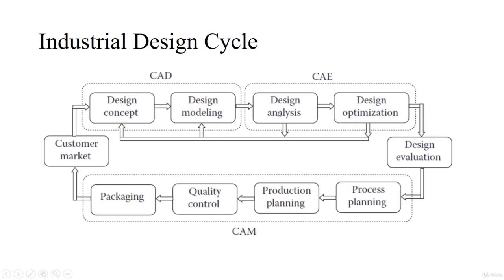And if the product fails at the design analysis phase or the design optimization phase, we resend it to either the design concept stage or the design modeling stage. So this is how an industrial design cycle works. For the design analysis and design optimization phases, we use FEA software like Ansys, Abaqus, Nastran, NX and other software available in the market.